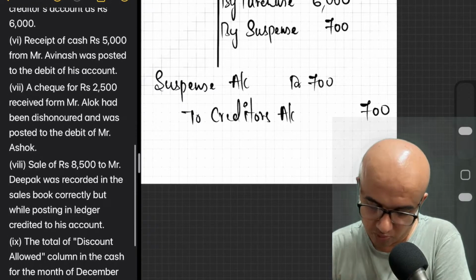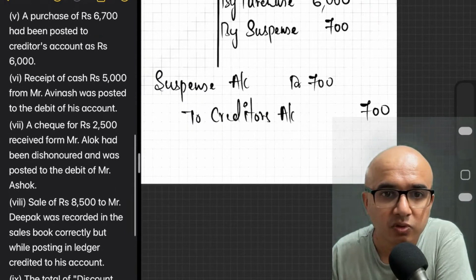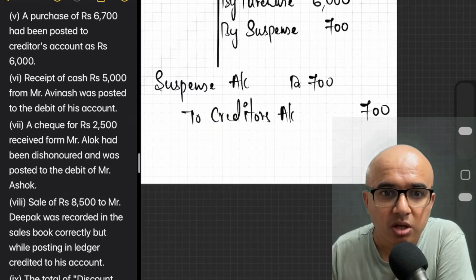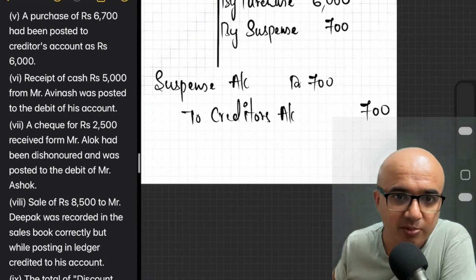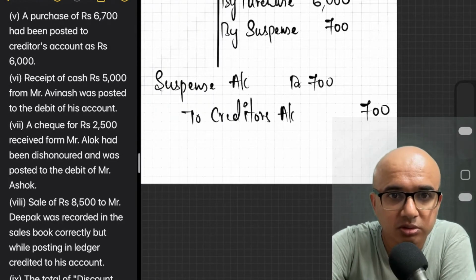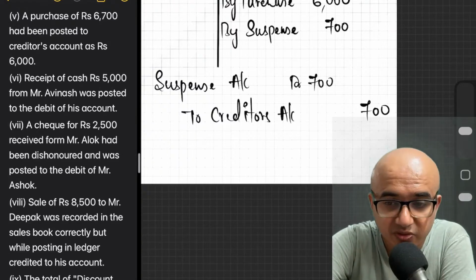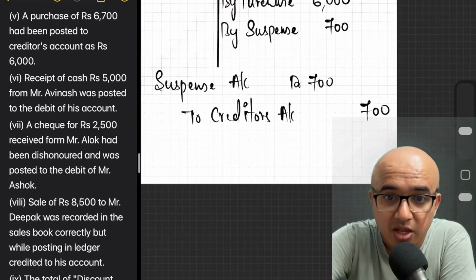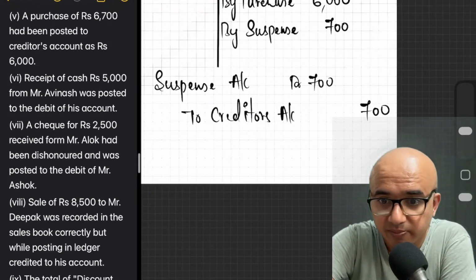Next, moving on. What do we have? Receipt of cash rupees 5,000 from Avinash was posted to the debit of his account. Fine. So again, this is also a single-sided error, because they have very clearly mentioned posted to the debit of his account.